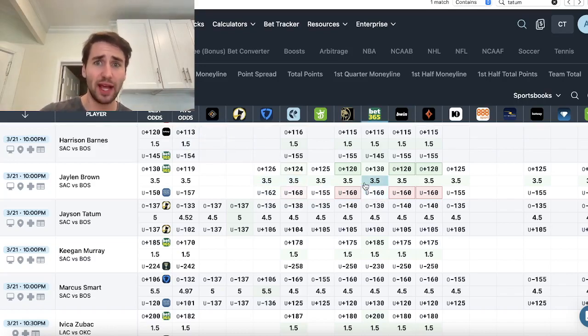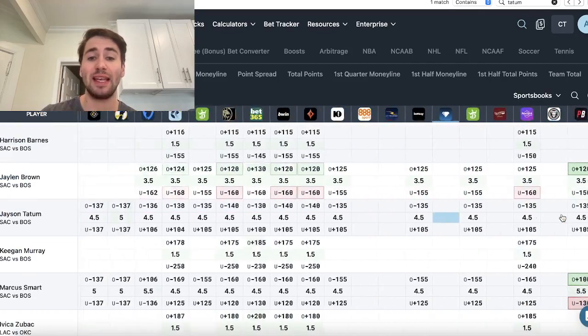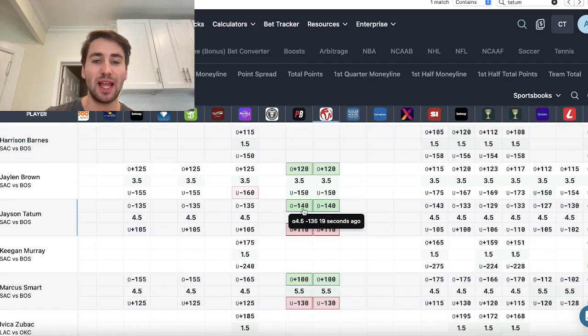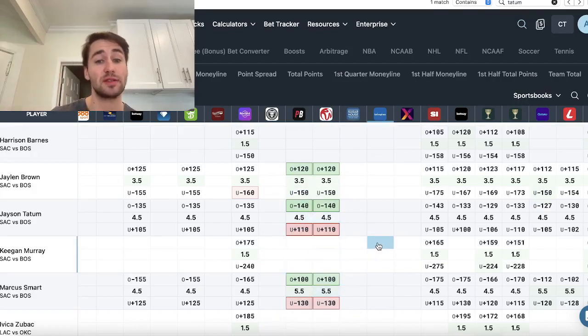Basically, the way I use this screen is you look for where books have the line set at different levels. So this isn't a play I went with, but this is the first play I'm zoning in on. You can see PrizePicks has Tatum's line at 4.5 assists. Underdog is at 5. All the sportsbooks are at 4.5 as well, with slight juice towards the over. So it looks like lines are really moving in the Celtics game. A lot of player props are starting to move around, so hopefully there's some value pretty soon.